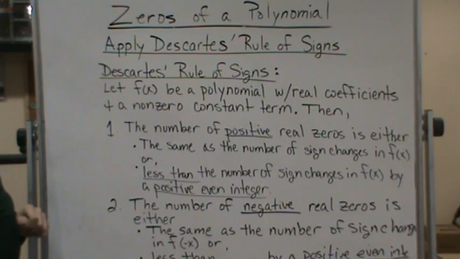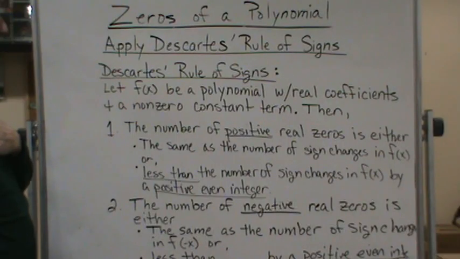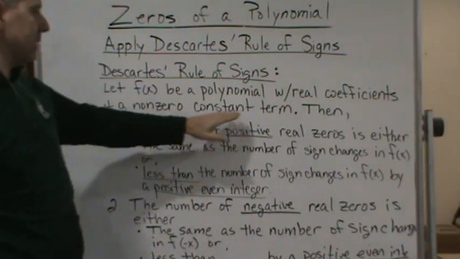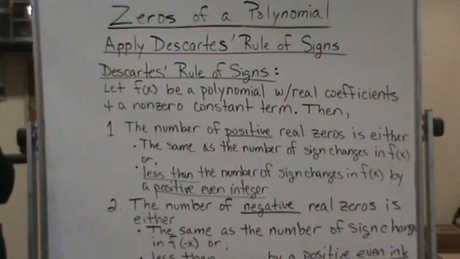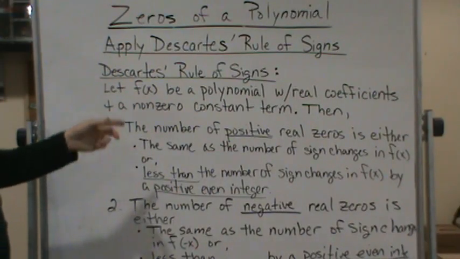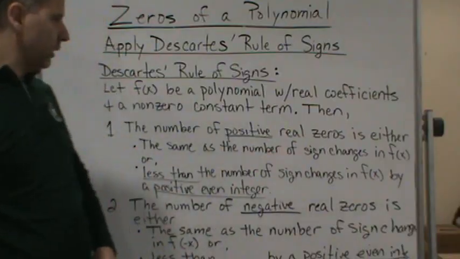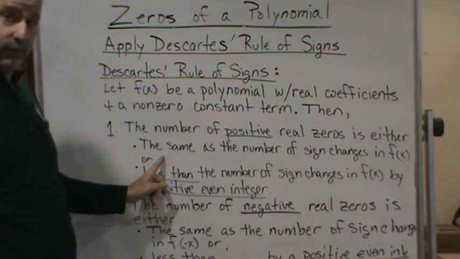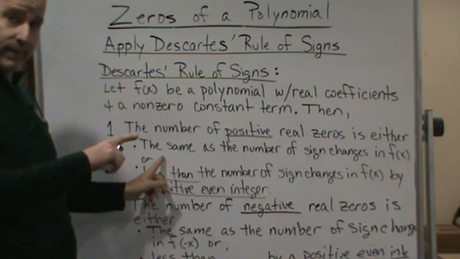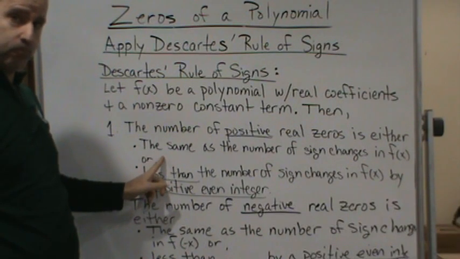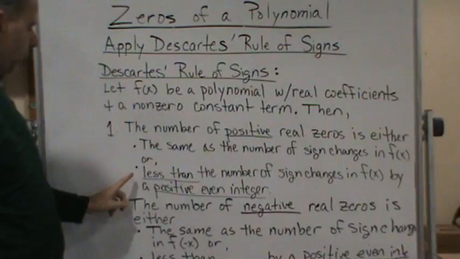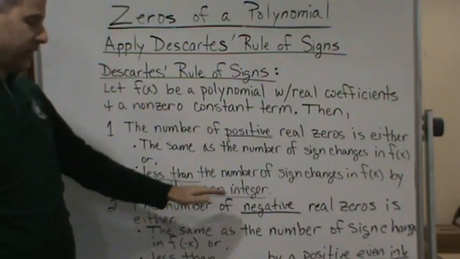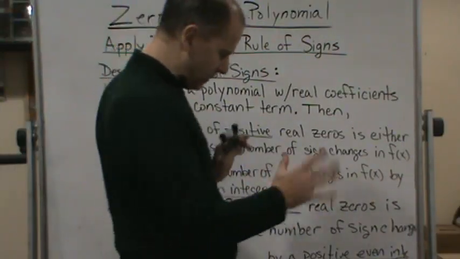Okay. So it says, let f of x be a polynomial with real coefficients. So again, we're looking at real coefficients and a non-zero constant term. Then, 1, the number of positive real roots is either going to be the same as the number of sign changes in f of x, right? So you start by counting all the sign changes of f of x. Or it will be less than the number of sign changes in f of x by a positive even integer.